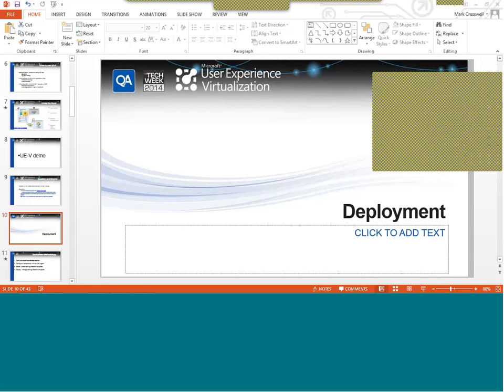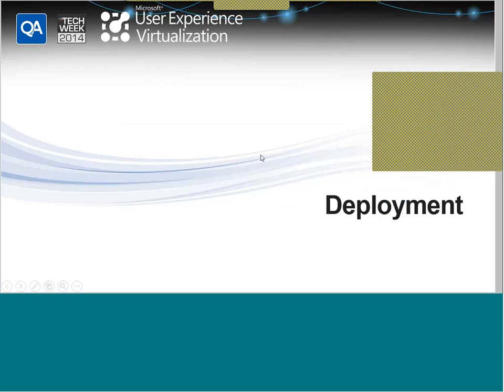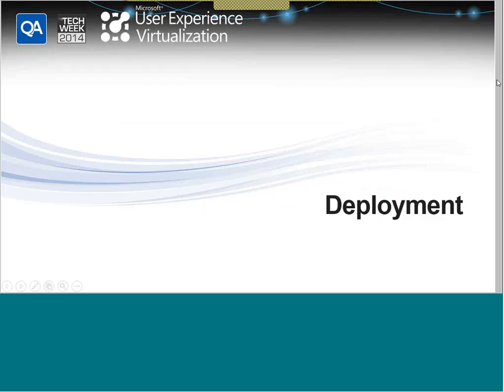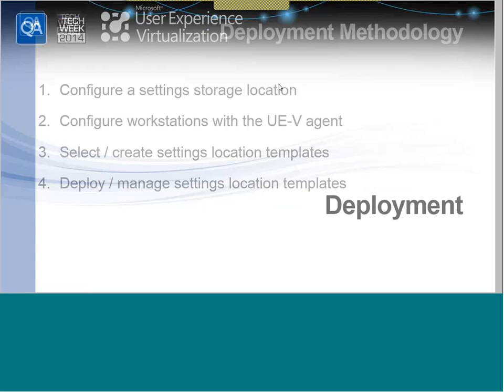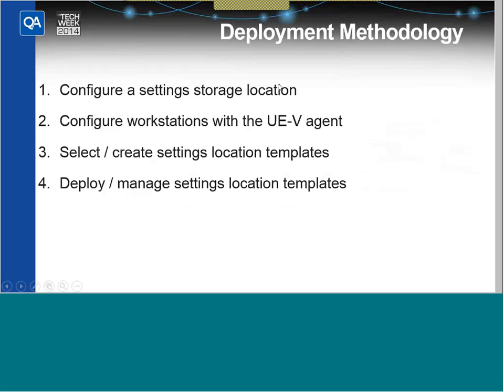Okay, so let's go back into the slide deck and have a look at deployment. Just close the chat window down. There we go. So deployment requires us initially setting up the settings store location. Then we're going to be looking at configuring the workstation agent, and then we'll look at creating settings location templates, and then deploying and managing our own settings location templates.